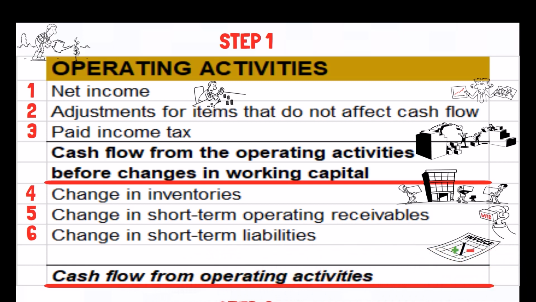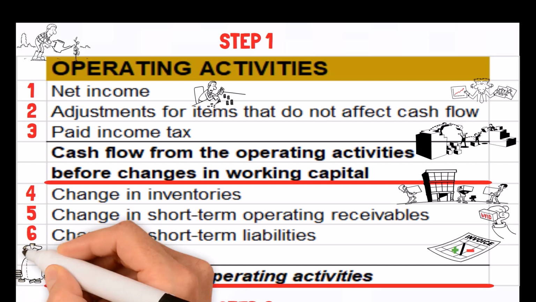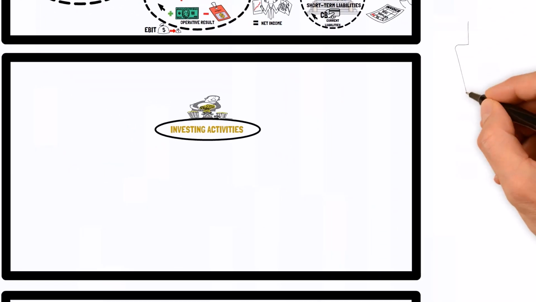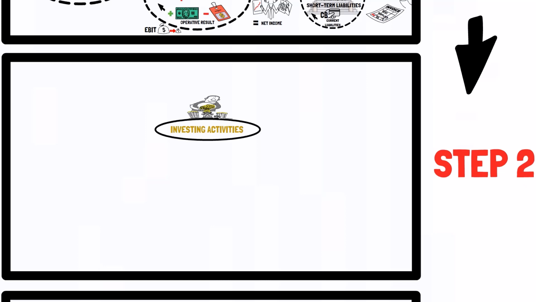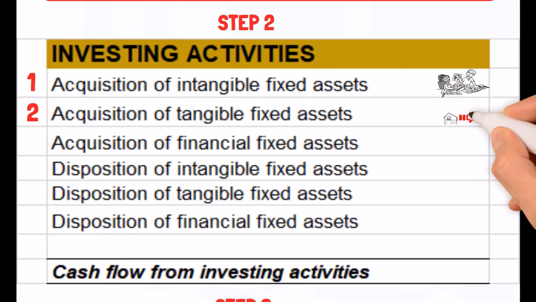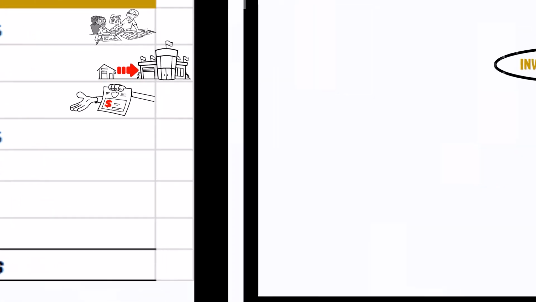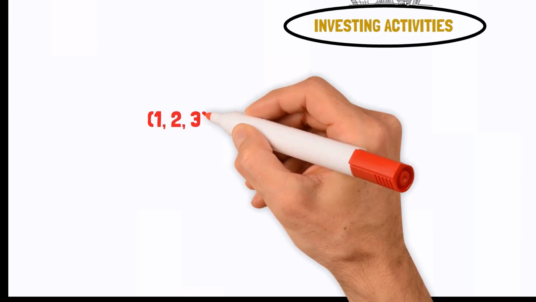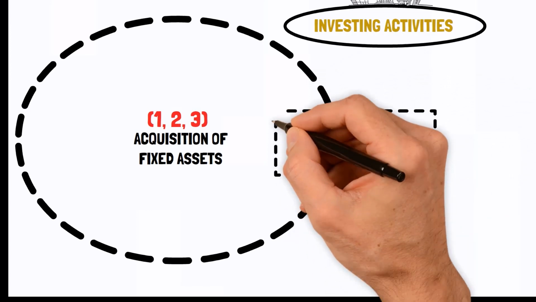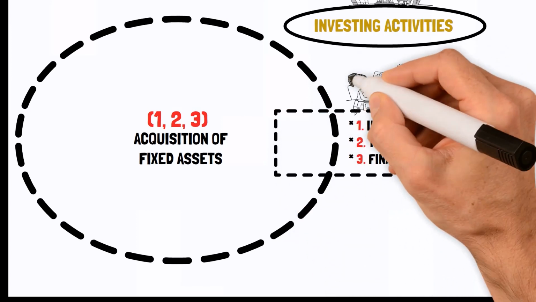Thus, the first step of 3 has been examined to finally complete a business complete cash flow analysis with our indirect method. Based on step 1, step 2 follows, which concerns the investment activities. All potential acquisitions and sales of fixed assets are examined here. The process for calculating and checking whether the business has acquired any fixed assets is the same for all 3 items, for acquisition of intangible, tangible, and financial fixed assets.